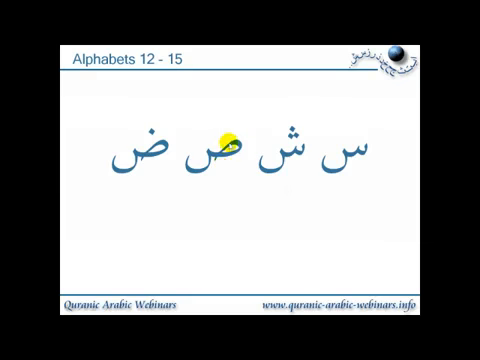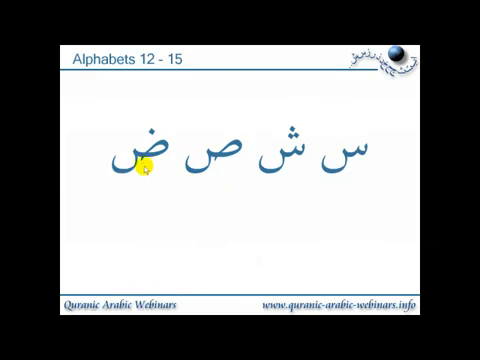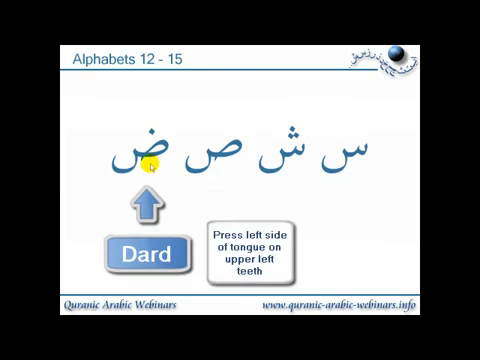These next two have a big loop and a curve. The second one has one dot above. So the first one is known as Sword. And the second one is known as Dod.